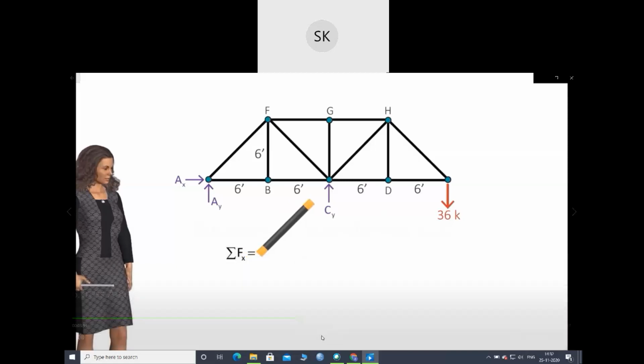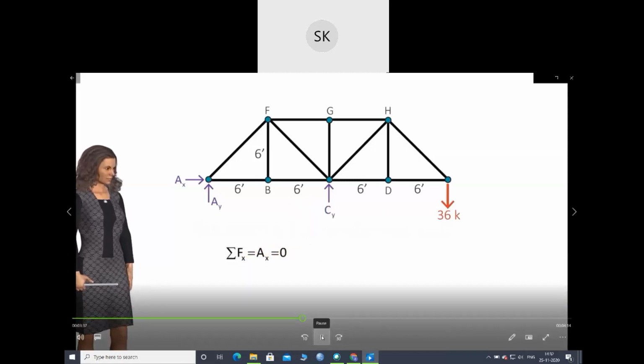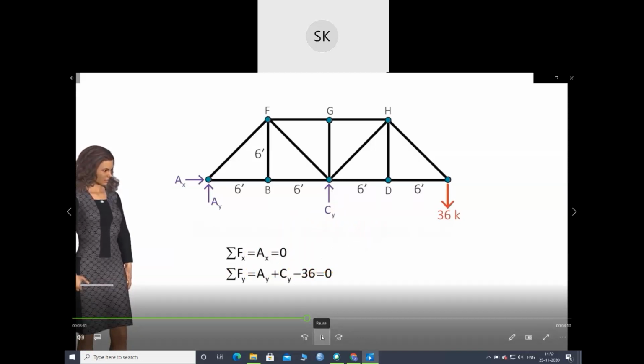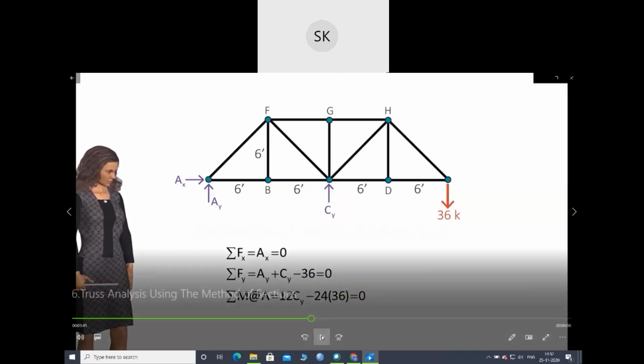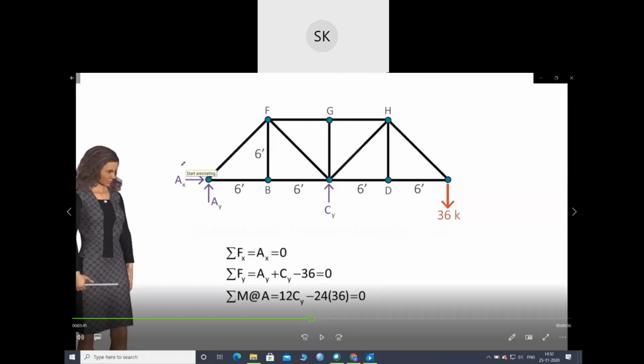Okay. The sum of the forces in the x direction must be 0. The sum of the forces in the y direction must be 0. The sum of the moments about point A must be 0. So if you see the figure, only AX is in the horizontal direction, so it is 0. Vertical: AY, CY and 36. These are in the upward direction, so positive, minus 36.